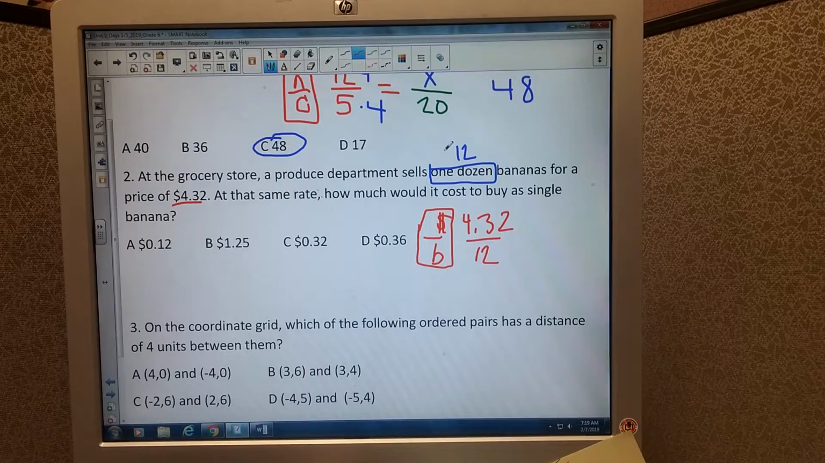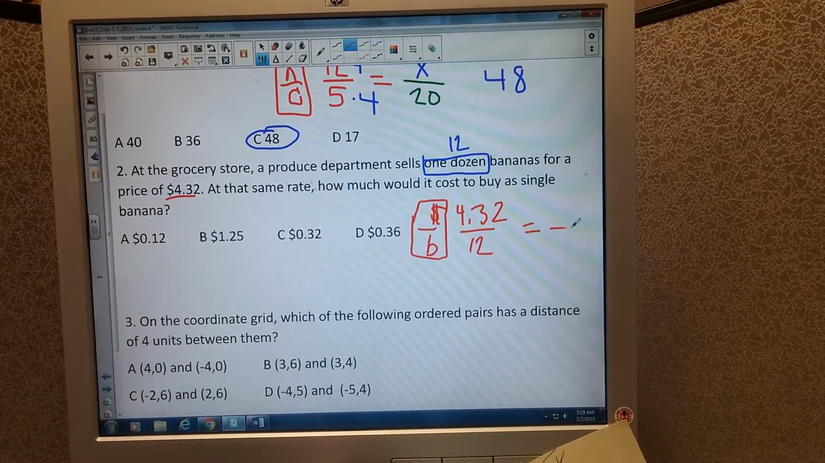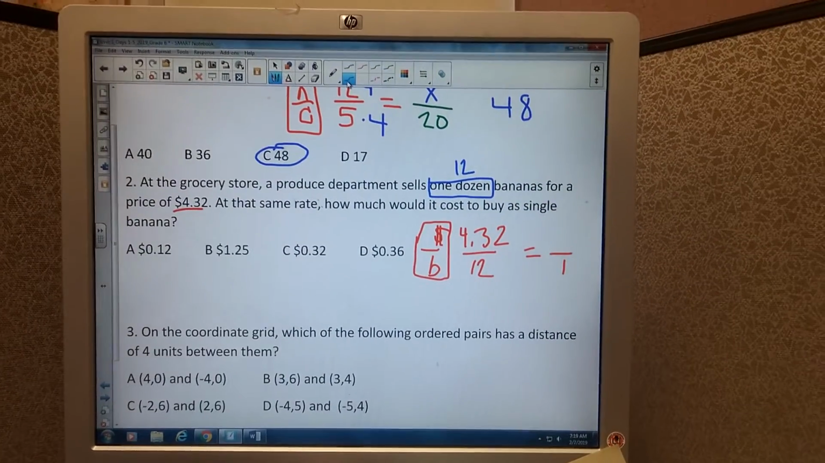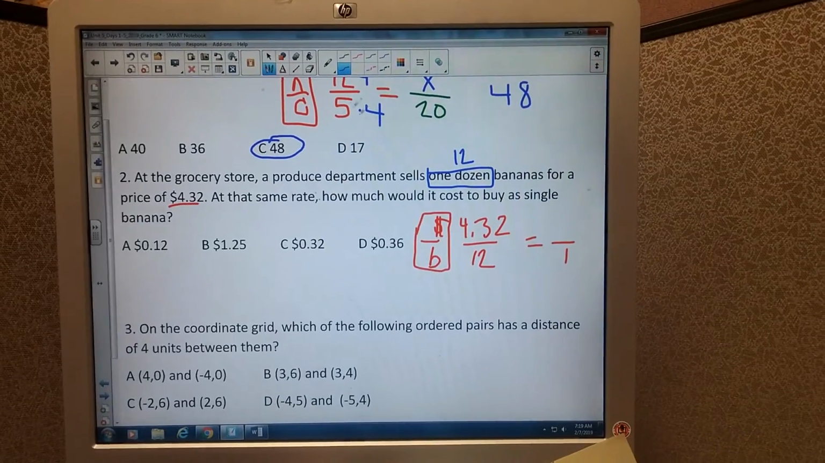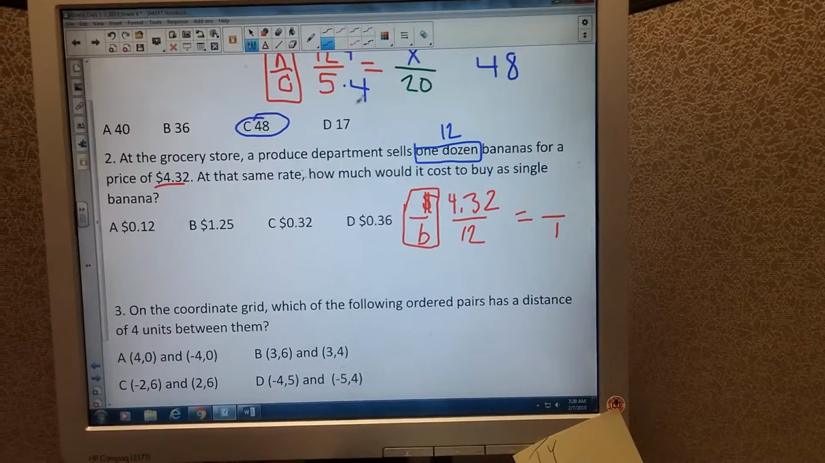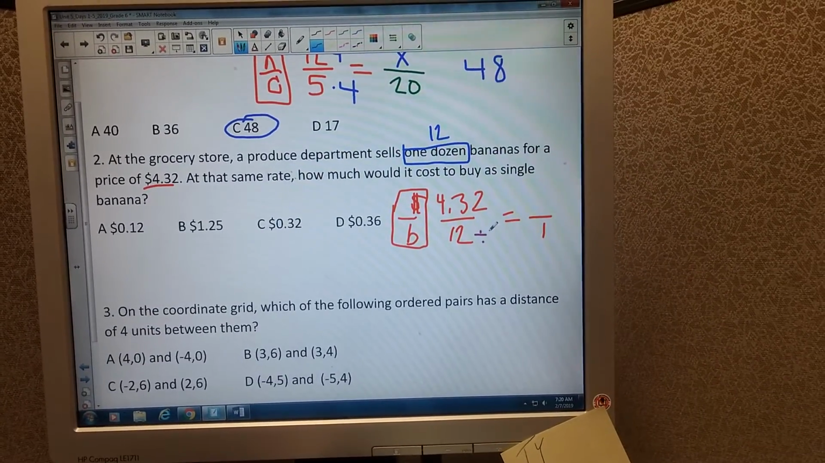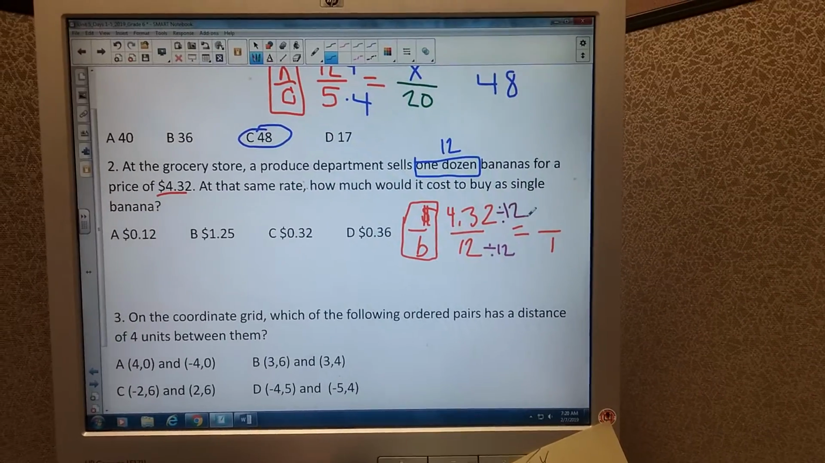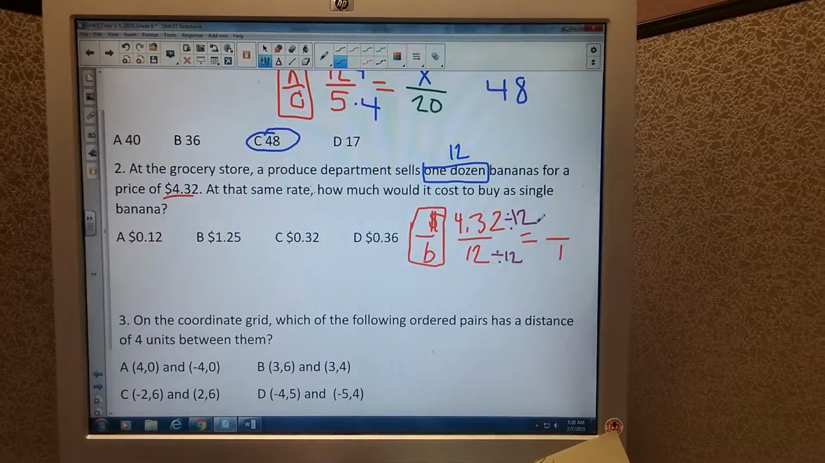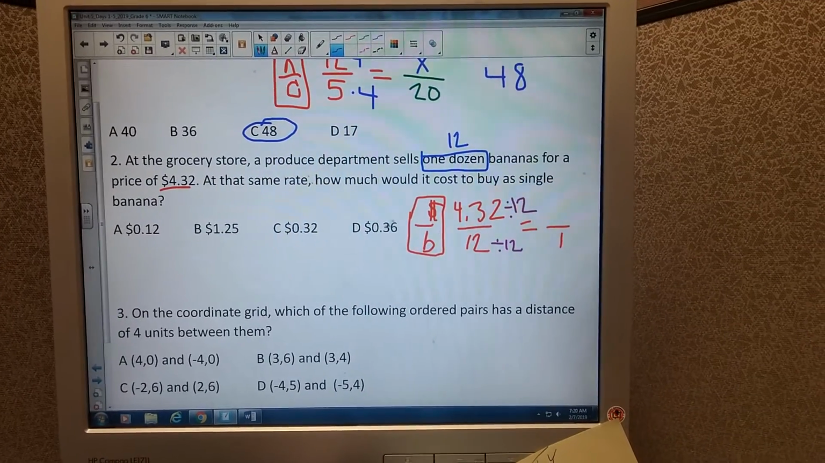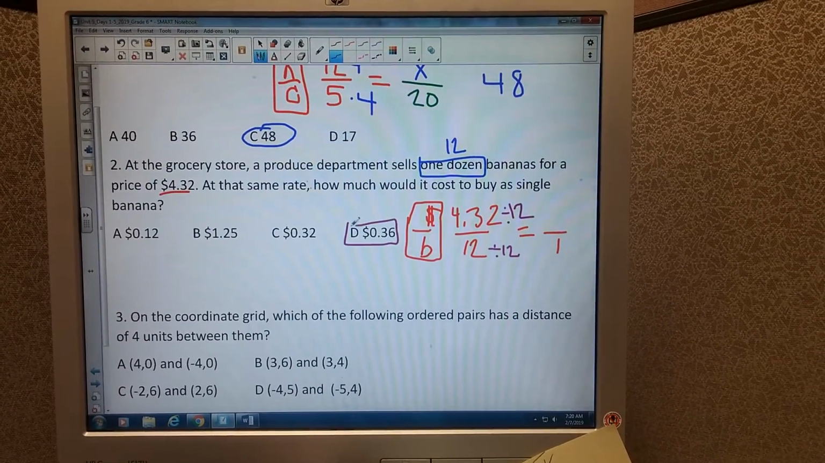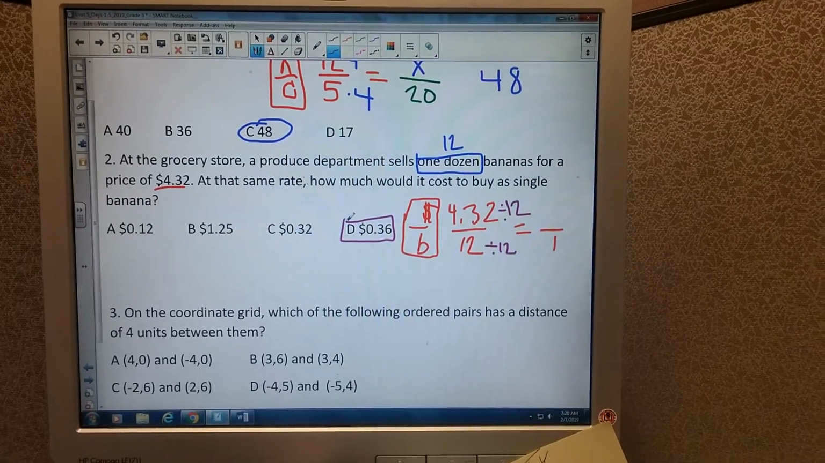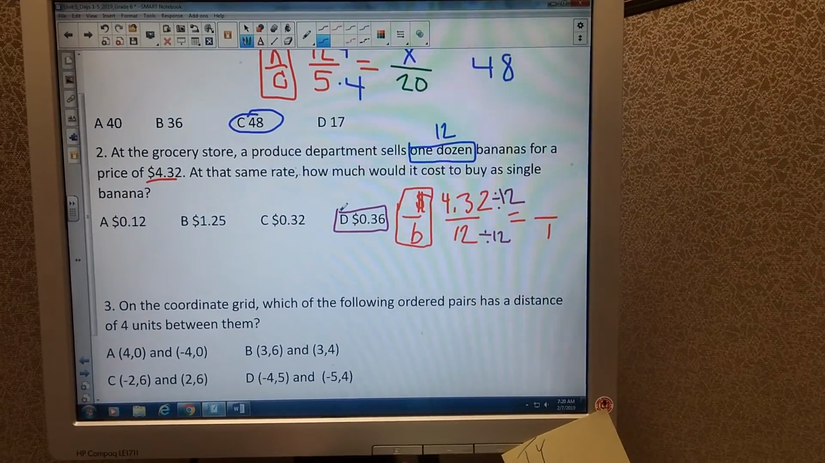At that same rate, how much would it cost to buy a single banana, 1 banana? How much per banana? So I know that to go from 12 to 1, I have to divide by 12. 12 divided by 12 is 1. So to find out how much a single banana is going to cost, I take $4.32, divide it by 12, and find that a single banana costs 36 cents. Once I know that, I can answer any question for how much bananas are.